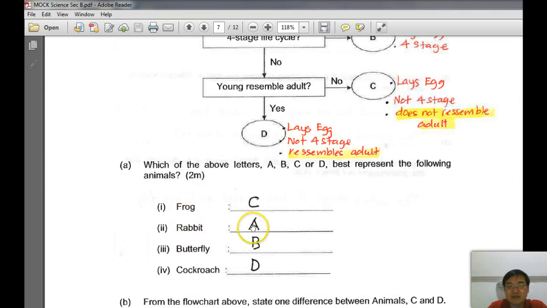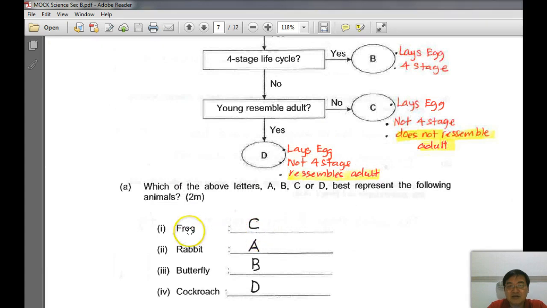So A, you put it here. Take a look at the frog. The frog says C. Okay, does the young resemble the adult? No. So it is the frog, and you double check, not 4-stage, 3-stage, and does not resemble the adult, and they lay eggs. Fine. Butterfly lays eggs, which is over here, and 4-stage of the life cycle. The cockroach resembles the adult, the young is not 4-stage, and they lay eggs.